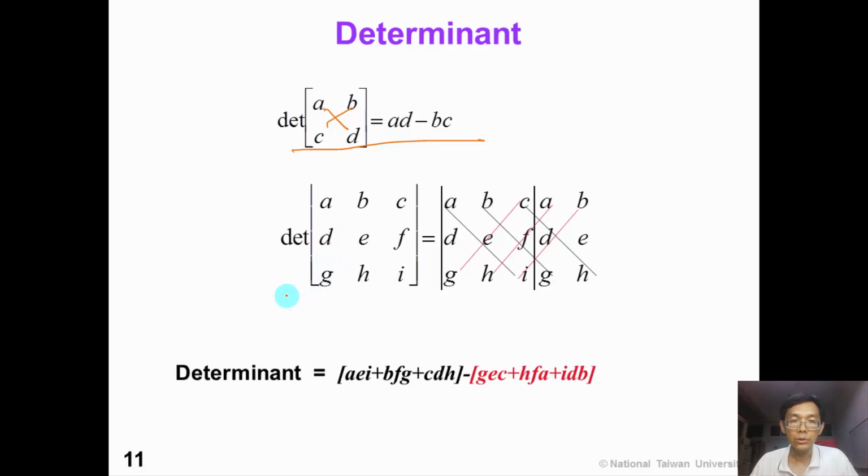For a 3 by 3 matrix, it's a little bit more complicated. The determinant can be obtained by AEI, which is the diagonal line, plus BFG. If you expand the matrix in this way, you can see from this green diagonal line. And the last one is CDH. These two terms minus CEG, which is the other direction of the diagonal line, minus FHA, minus IDB. So this is a 3 by 3 determinant.